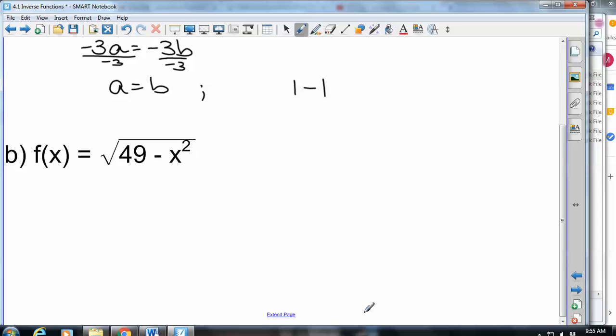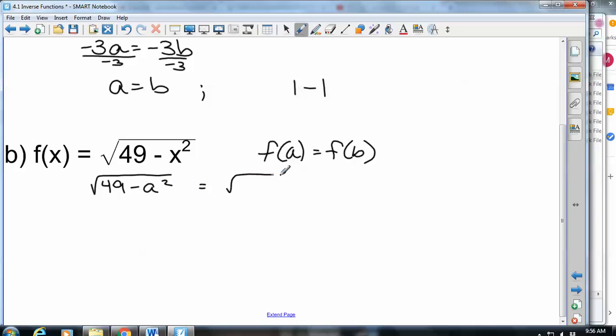All right, let's look at B. So I am going to set two y values equal to each other. So I'm going to do f of a equals f of b. So f of a is the square root of 49 minus a squared. F of b would be the square root of 49 minus b squared.